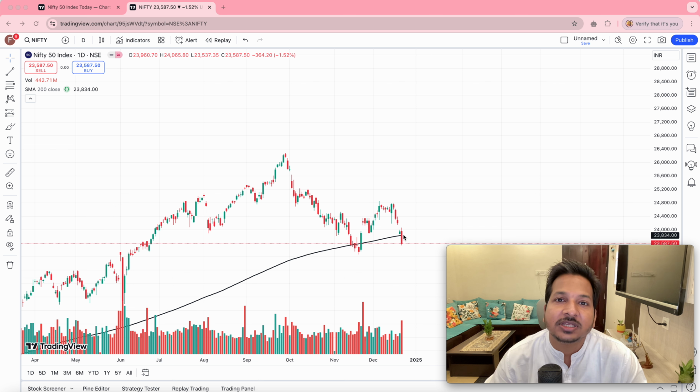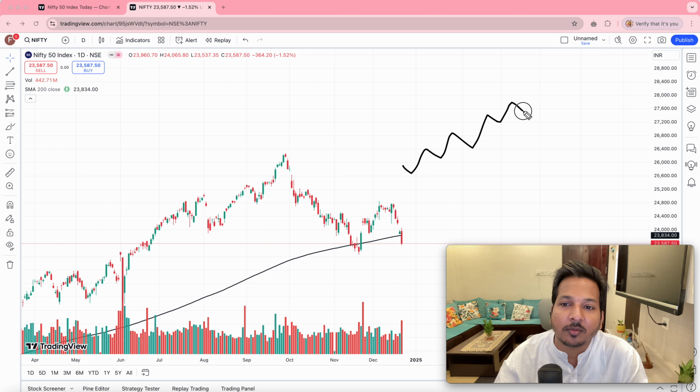Even though your stock is strong, like HCL Technology, you have seen that it was making a higher high, higher low, but when the market is falling, this uptrend cannot sustain, and it may become sideways.